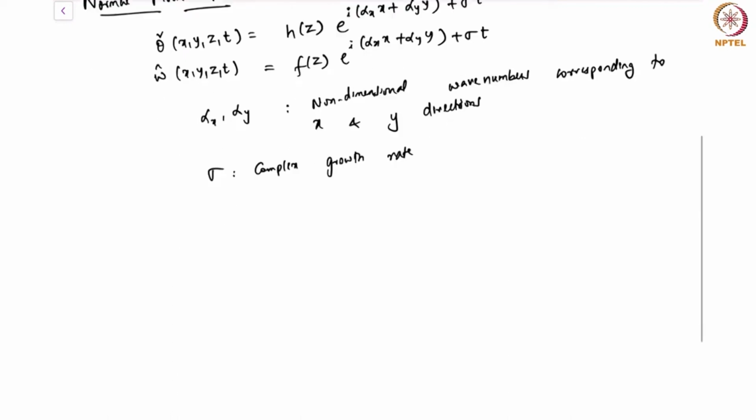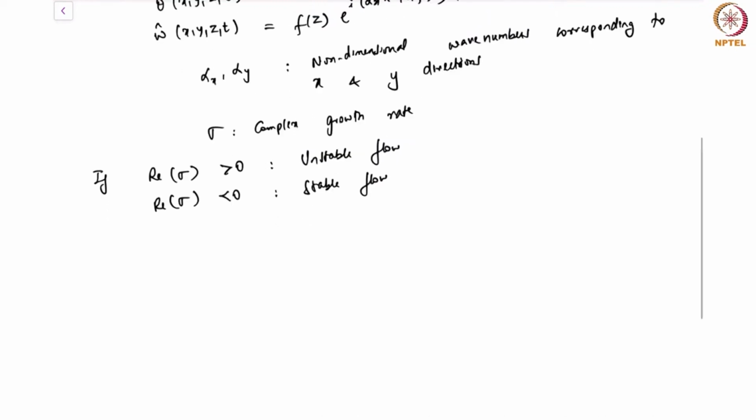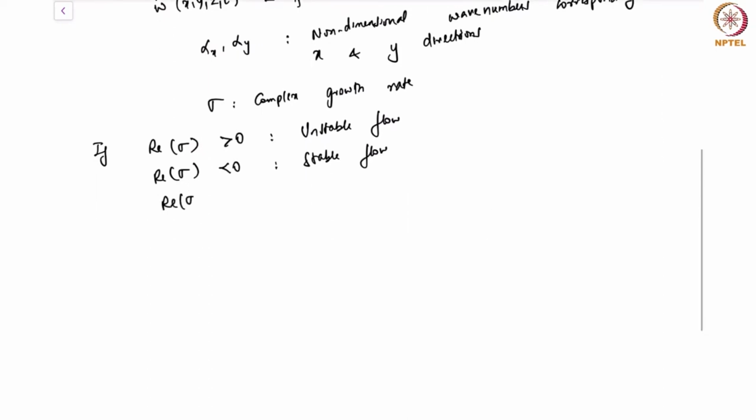or you can even say complex frequency, such that if the real part of sigma is greater than 0, then we have an unstable flow. If the real part of sigma is less than 0, we have a stable flow. And if the real part of sigma is equal to 0, then we have a neutral or marginal stability situation.